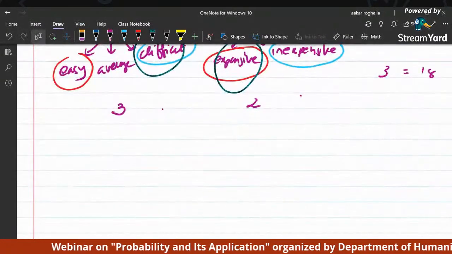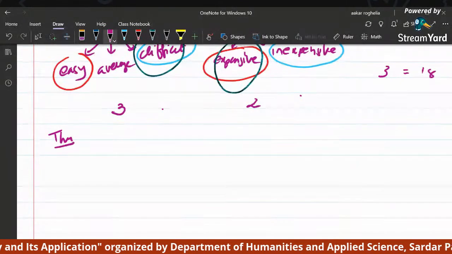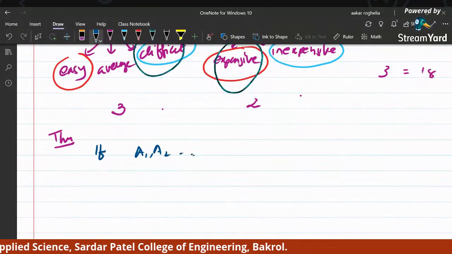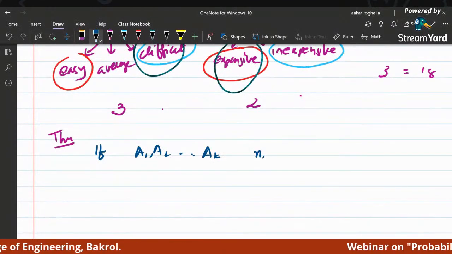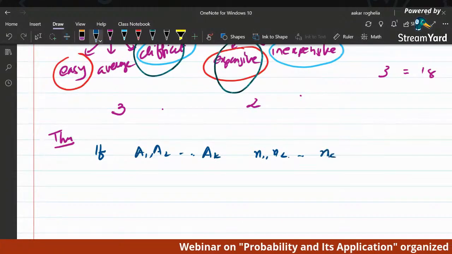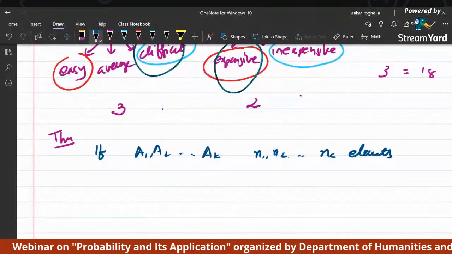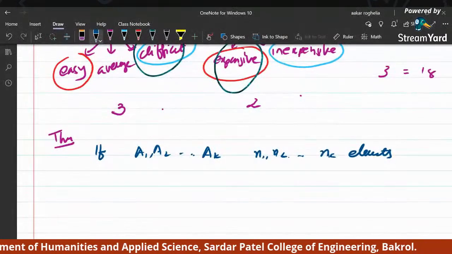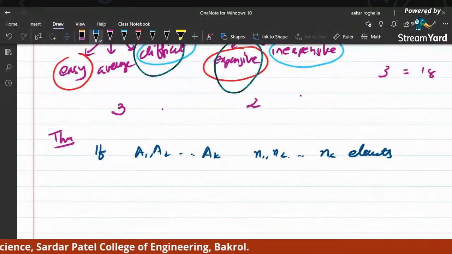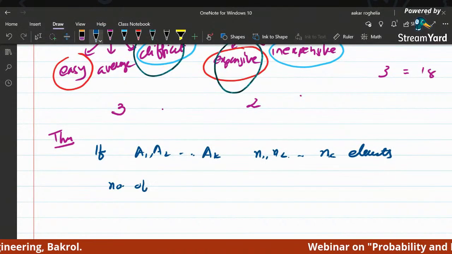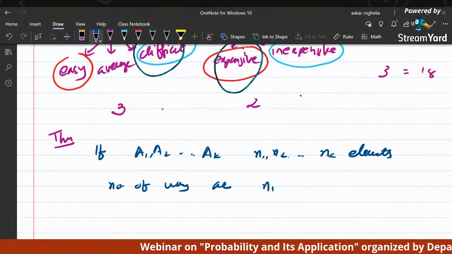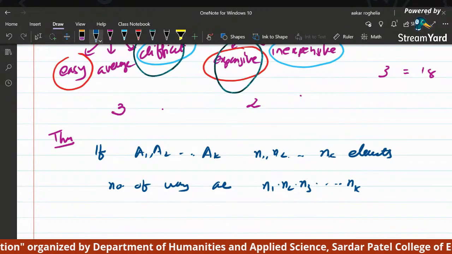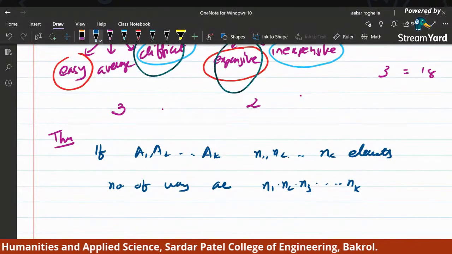There is a theorem. It says that if there are some events A1, A2, up to AK, and they contain N1, N2, up to Nk elements, so these are the sets in which you have N1, up to Nk elements, and I want to select one from A1, one from A2, one from AK, that is what we want to do, then the number of ways is N1 into N2 into up to Nk. If one thing can be done in three ways, two ways, and three ways, that is what we have just seen in the previous example: 3 into 2 into 3.